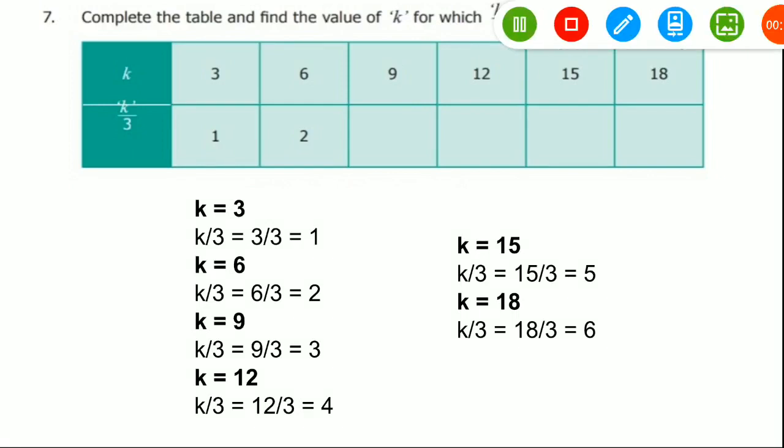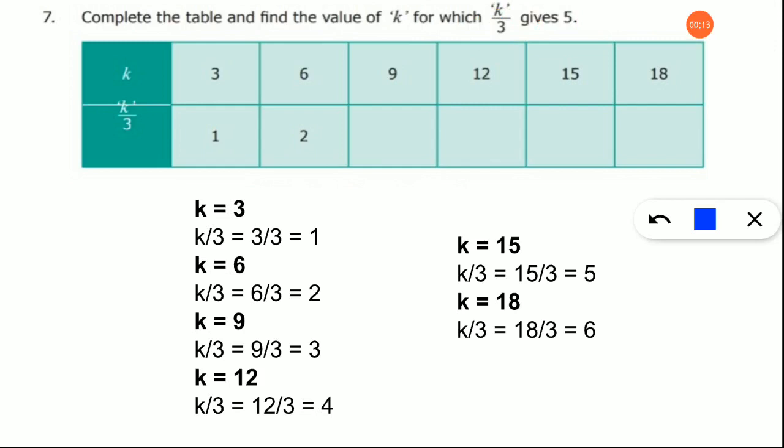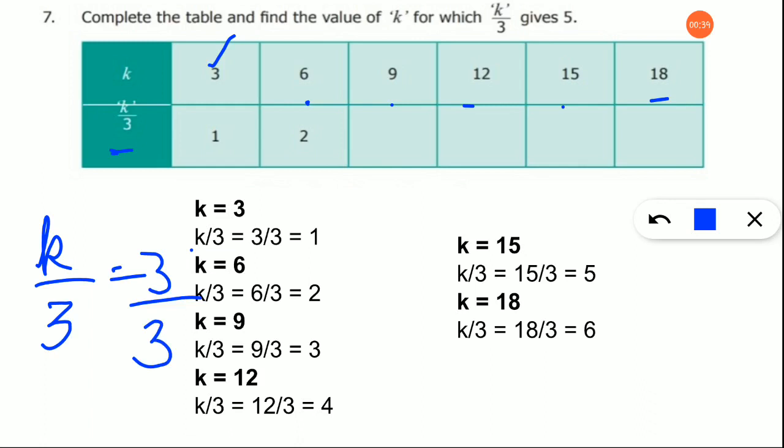They have given you the value of k continuously. Okay, that is 3, 6, 9, 12, 15 and 18. You're going to find out k by 3. That means what you have to do? Taking k as 3, you are going to substitute the value of k in this expression. Okay, so the value of 3, if you substitute, it becomes 3 by 3. And the value is 1.